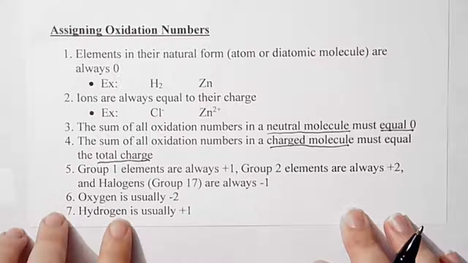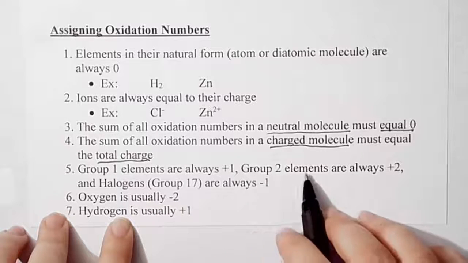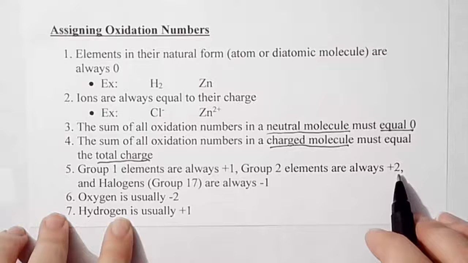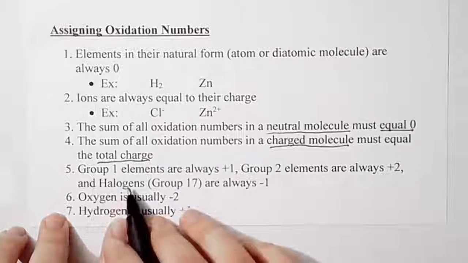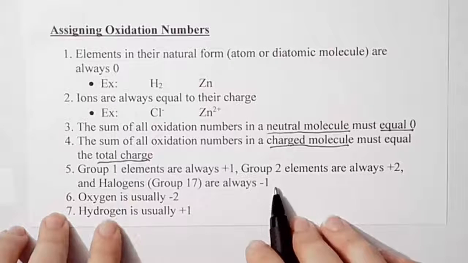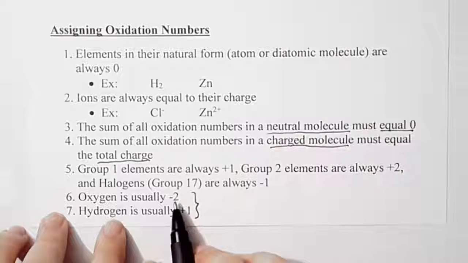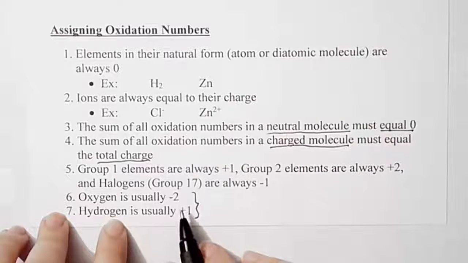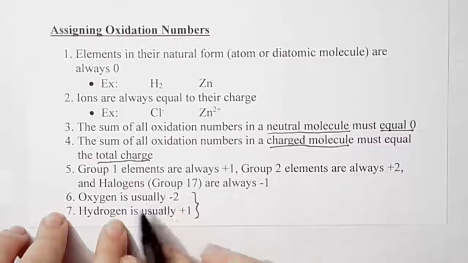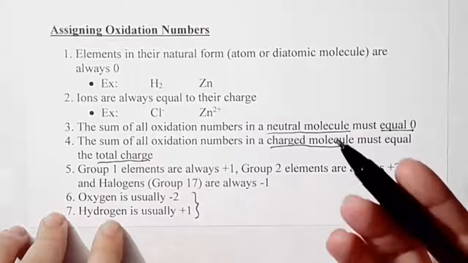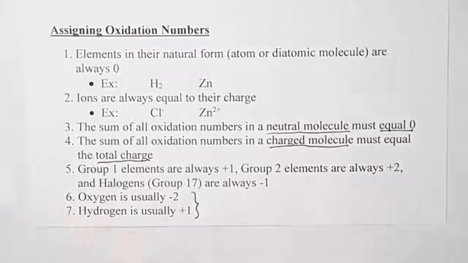So when combined in a compound, group 1 elements are always going to be +1. Group 2 elements are always going to be +2. So your alkali metals are +1, alkaline earth metals are +2. Halogens, which is group 17, are always -1. Now, the other two big rules are these two. Oxygen is usually -2. Hydrogen is usually +1. I say usually because when you look at other types of chemistry, this is not always true. But for the purposes of regular chemistry and the chemistry SOL, it will be -2 and +1.